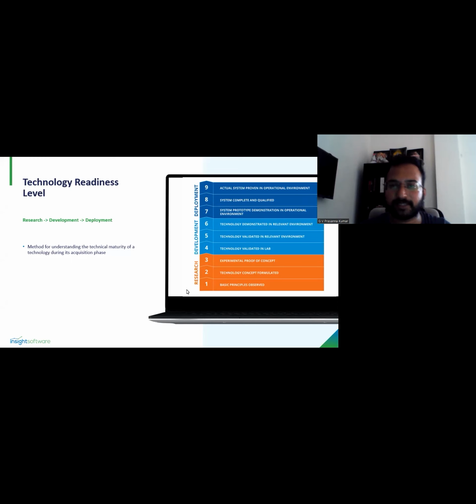Now, as we were discussing, in any development or product standpoint, typically there will be 3 important stages. One would be the research, the second would be the development, and the third would be the deployment. Now, what exactly does research mean? Research contains 3 important pointers, ranging from 1, 2, and 3.